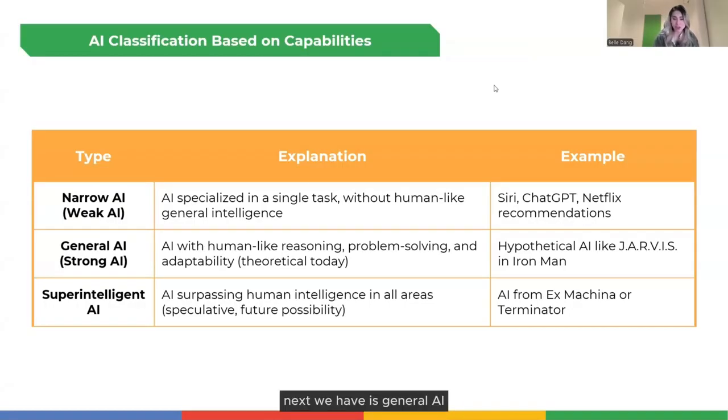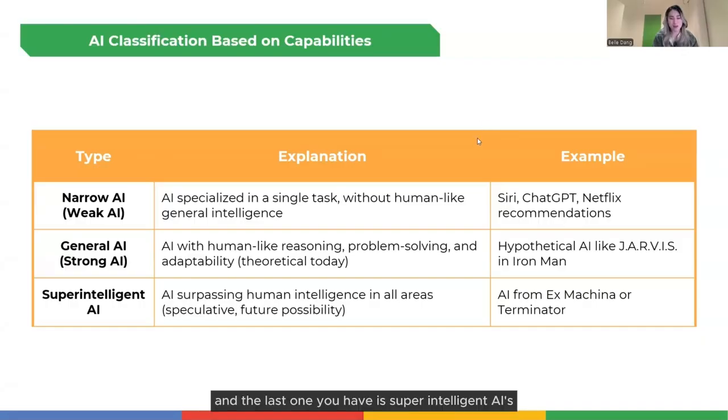Next, we have general AI. Well, general AI is the AI that scientists are still working on. The kind that can think, reason, and learn just like a human across many topics. So imagine Siri not just answering your question, but actually understanding your emotions, solving math problems, and giving career advice too. Well, it is still in development, but we are getting there.